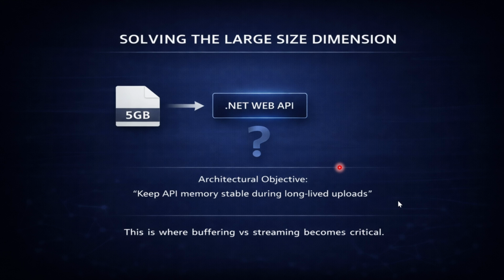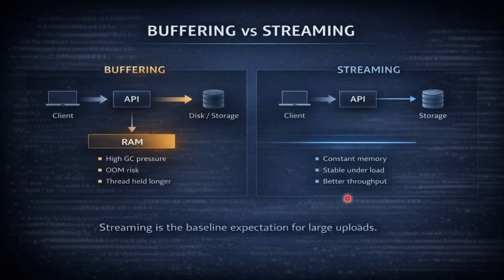The architectural objective here is very clear. Your API must remain memory stable. And that's exactly where we have to make a very important design decision: buffering versus streaming. So let's break them down. When a file hits your API, there are two ways you can handle the incoming data, one through buffering and one through streaming.